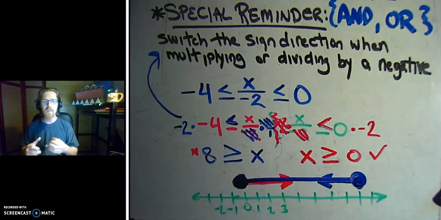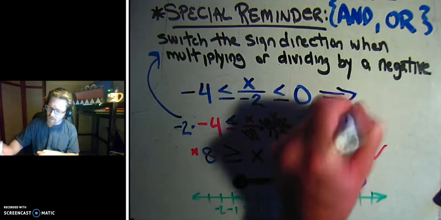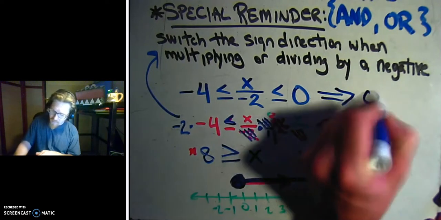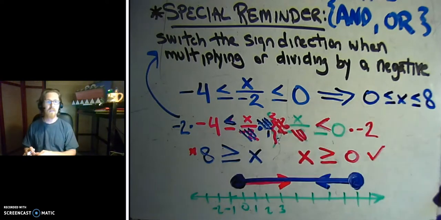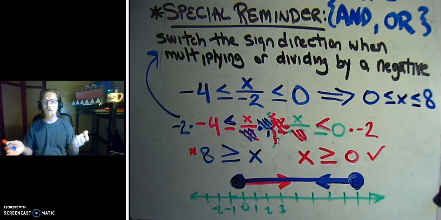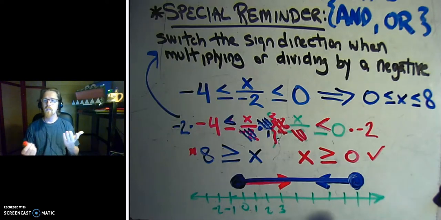My answer really is that x is somewhere in between 0 and 8. So if I wanted to write an answer like what my compound inequality looks like, I could say that x is in between 0 and 8. The secret to compound inequalities really is just to solve both of the equations separately, graph them both on your number line, and see what you get.